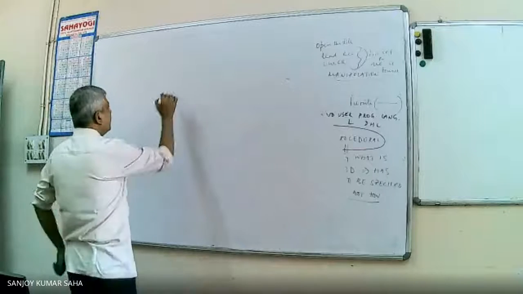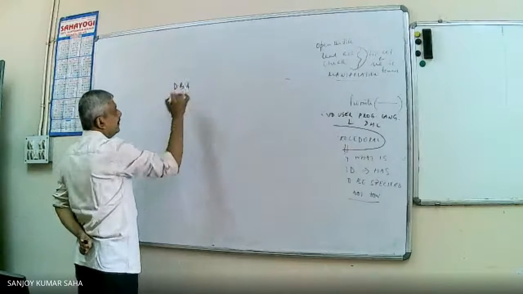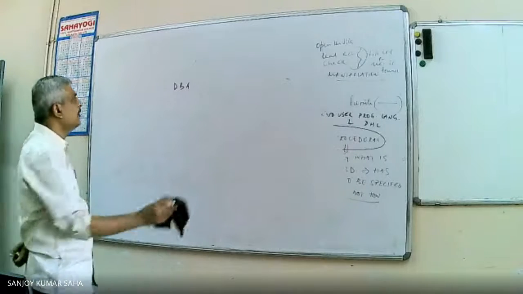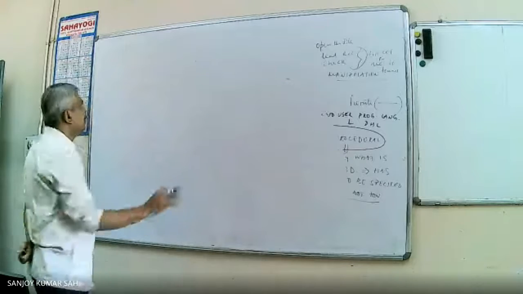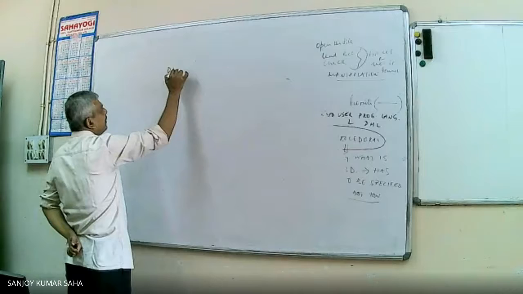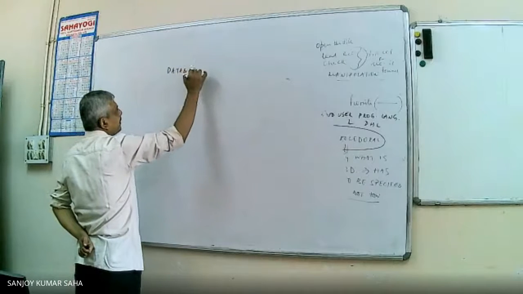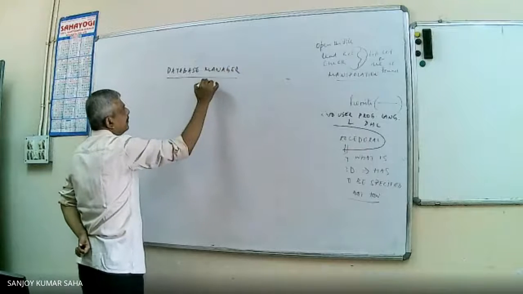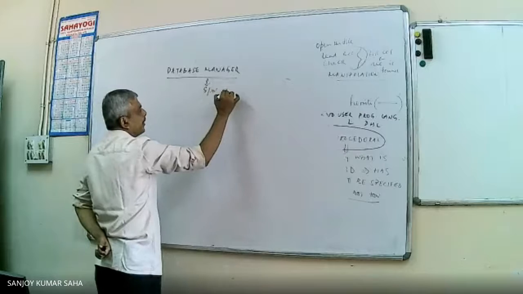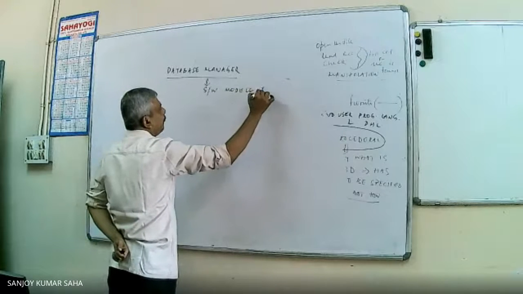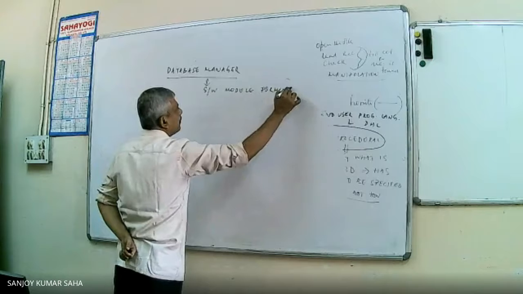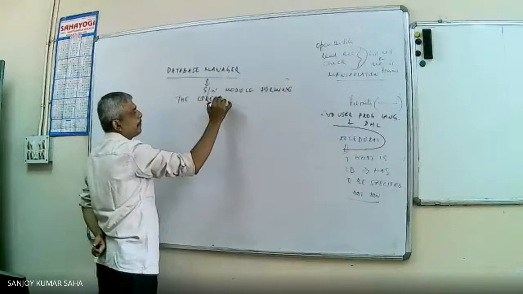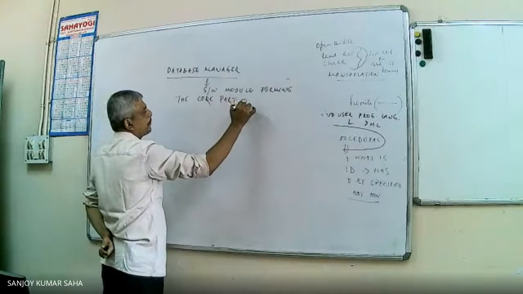And again, if we look into a special kind of user, that is DBA. Or before that, let us go for a core part of database, that is the database manager. Mind it, database manager is not the user. This is the software module forming the core part of DBMS.